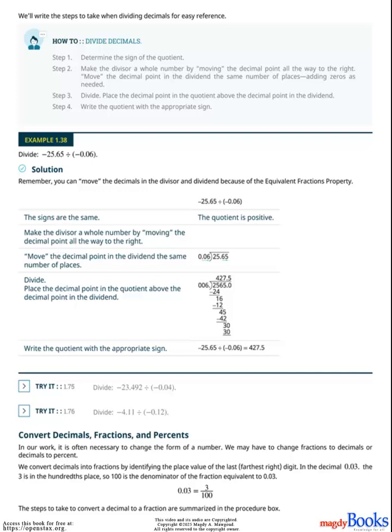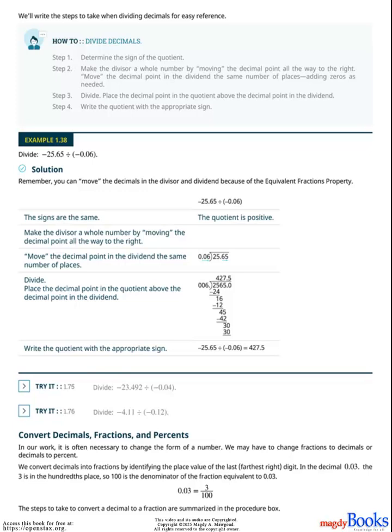Example 1.38. Divide. Negative 25.65 divided by (-0.06). Solution. Remember, you can move the decimals in the divisor and dividend because of the equivalent fractions property. Negative 25.65 divided by (-0.06). The signs are the same. The quotient is positive. Make the divisor a whole number by moving the decimal point all the way to the right. Move the decimal point in the dividend the same number of places.